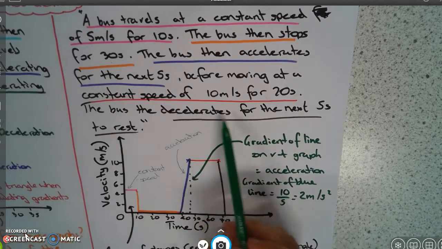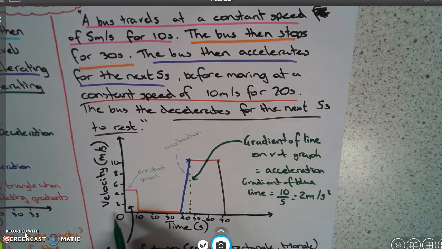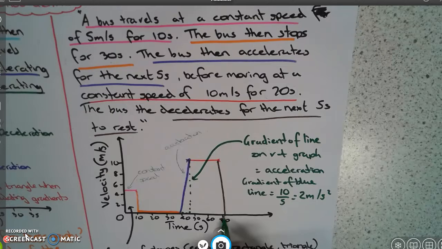And then the bus decelerates for the next 5 seconds, as you can see here, to rest. And rest means it's stationary. So it's reached, at 70 seconds, it's back to being 0 meters per second, it's back to being at rest.